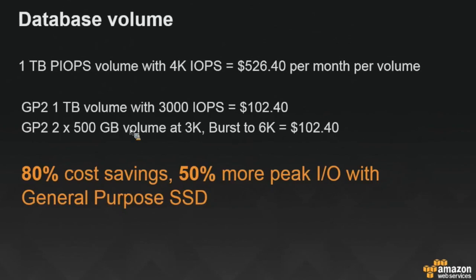And so you could launch a 1 terabyte GP2 volume and get 3,000 IOPS for $102, but that would be less than the 4,000 you previously had. But you could also launch 2 GP2 volumes at 500 gigabyte, do a RAID 0 stripe, and get a baseline of 3,000 and a burst to 6,000 at the same price. So you can do some very interesting things with GP2 for database volumes.